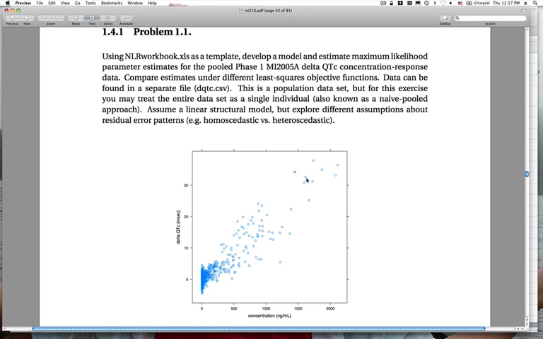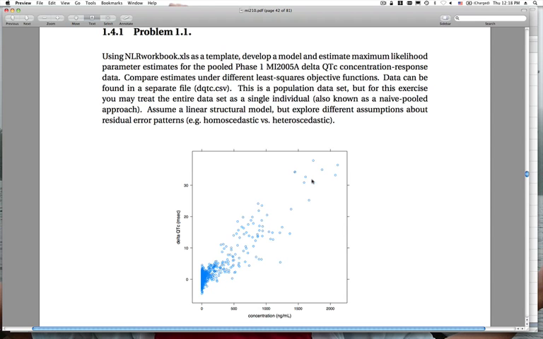Well, I'd like you to take this data set, and it's found in a file dqtc.csv, which is available on the course content site. And then to implement this in a naive pooled analysis, where you're going to use concentration as the predictor. I believe it's labeled DV in the data set, but concentration is the predictor, and delta QTC is the endpoint. Start off by assuming a linear structural model, but explore different assumptions about residual error patterns.